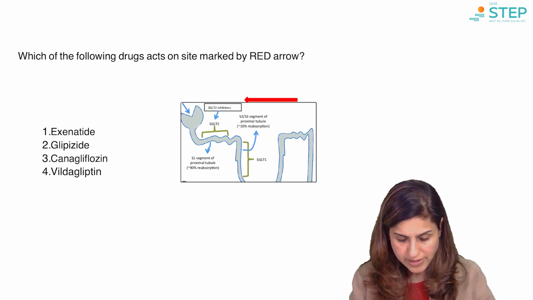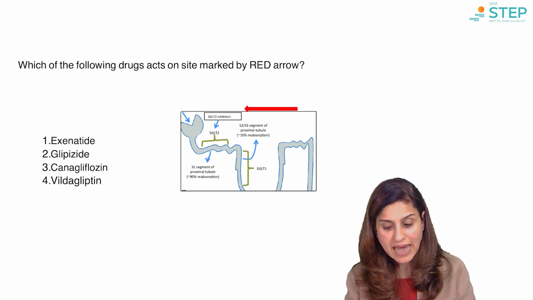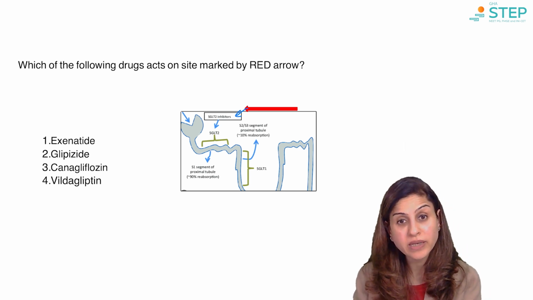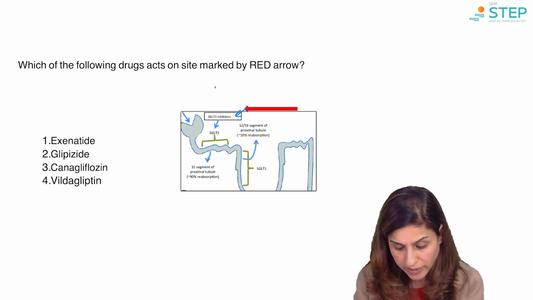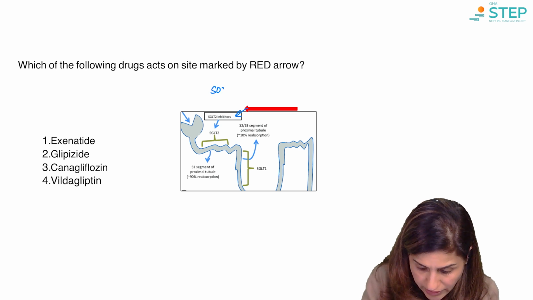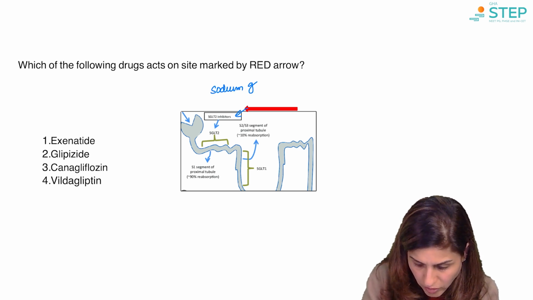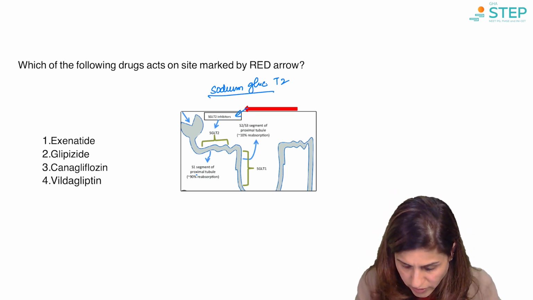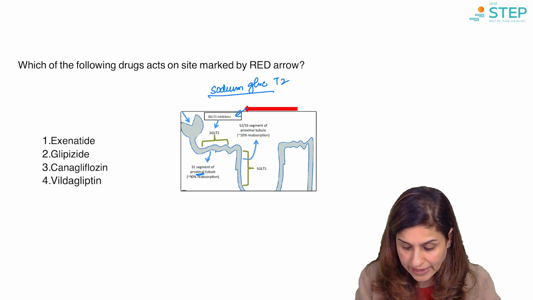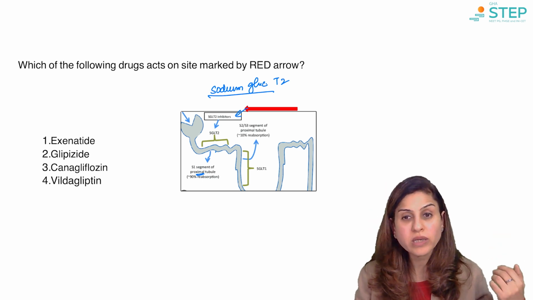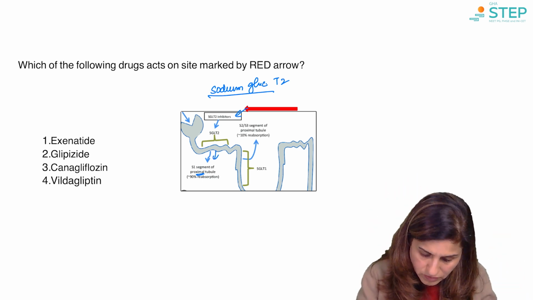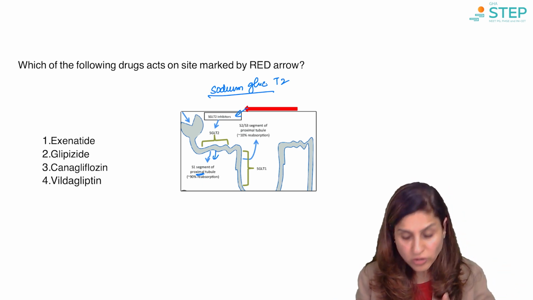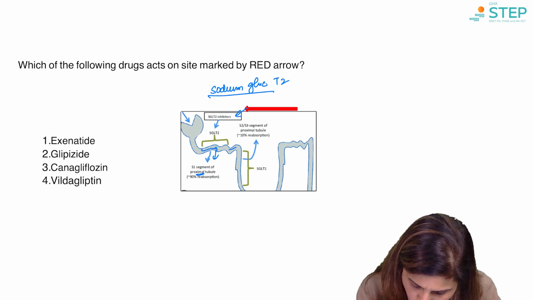All right, so we'll do this last question, which is, which of the following drugs acts on the drug marked by the red arrow? If you see the red arrow, it is marking the SGLT2 inhibitor. So which of the following is the SGLT2 inhibitor? What is SGLT2? It is sodium glucose transporter type 2. It is present on the proximal tubule in the kidneys. Its role is to reabsorb sodium and glucose back into the body. But if there's a patient of diabetes, you don't want the glucose to come back into the body. You want glucose to go out through the urine itself.